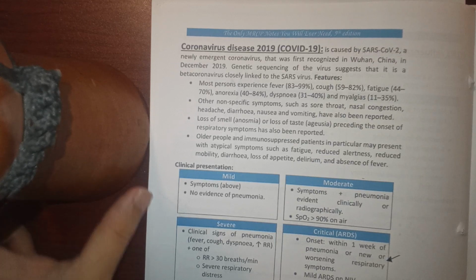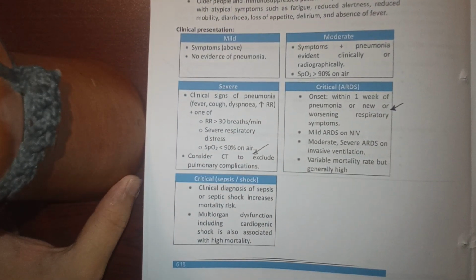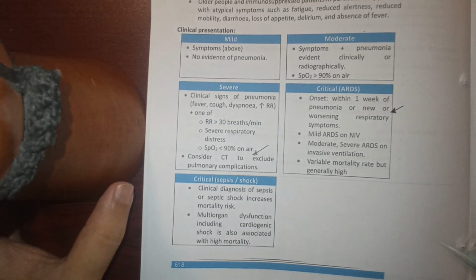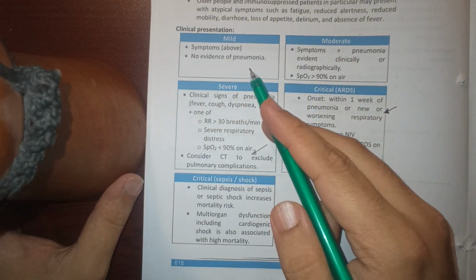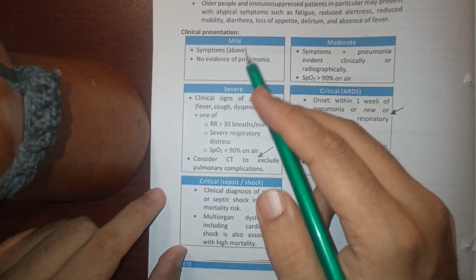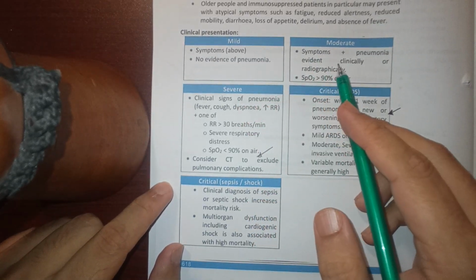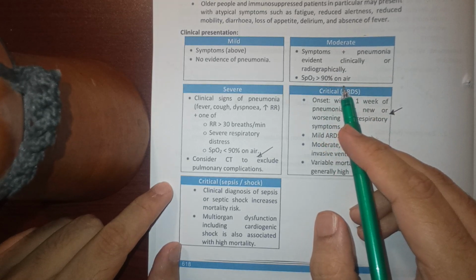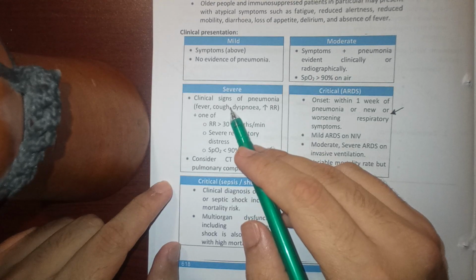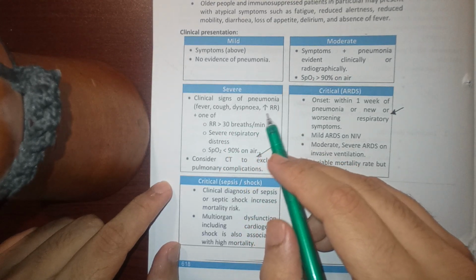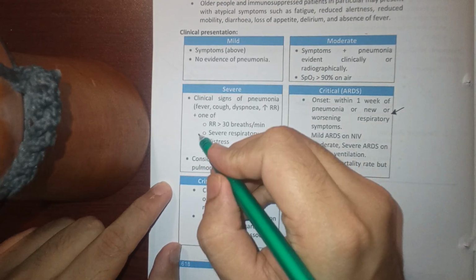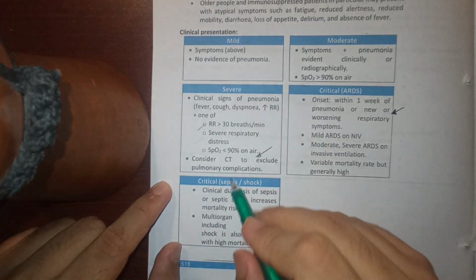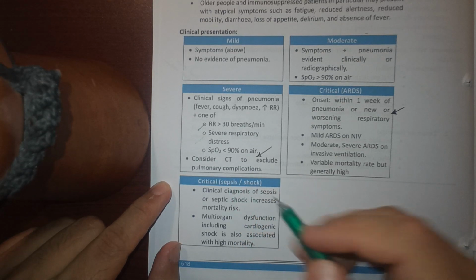Okay, presentation: mild, moderate, severe, and critical. So mild can be symptoms as above, with no evidence of pneumonia. Moderate: symptoms and pneumonia evident clinically or radiographically, SpO2 more than 90% in air. Severe can be clinical signs of pneumonia, fever, cough, dyspnea, increased respiratory rate, one of these plus one of these: respiratory rate more than 30, severe respiratory distress, SpO2 less than 90. Consider CT to exclude pulmonary complications.